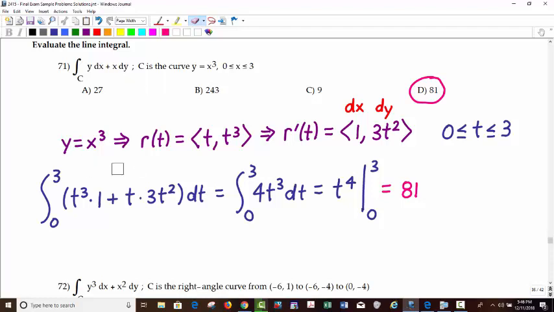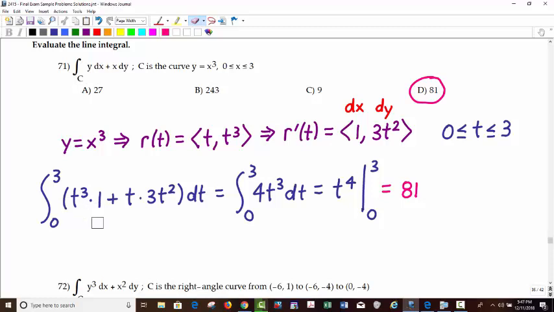Now I parameterized this one. Notice it wasn't already parameterized, but it's easy enough to do. If you just let x equals t, that means y equals t cubed. So to convert this equation, y equals x cubed, over to parametric form, which we saw a long time ago, that's easy enough. Just make it t comma t cubed. And then the derivative dx and dy would be 1 and then 3t squared. So there's your dx and your dy. So then y will be t cubed, x will just be t.